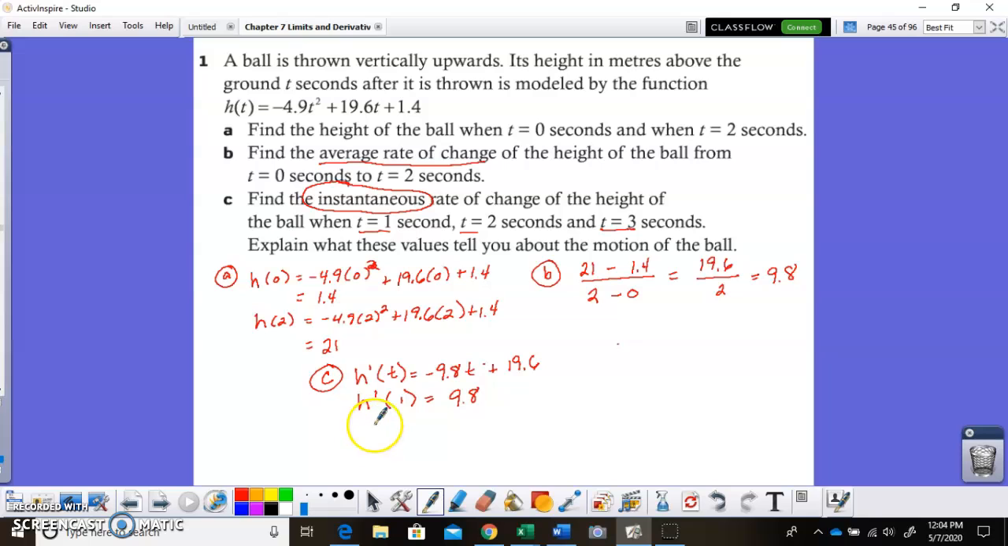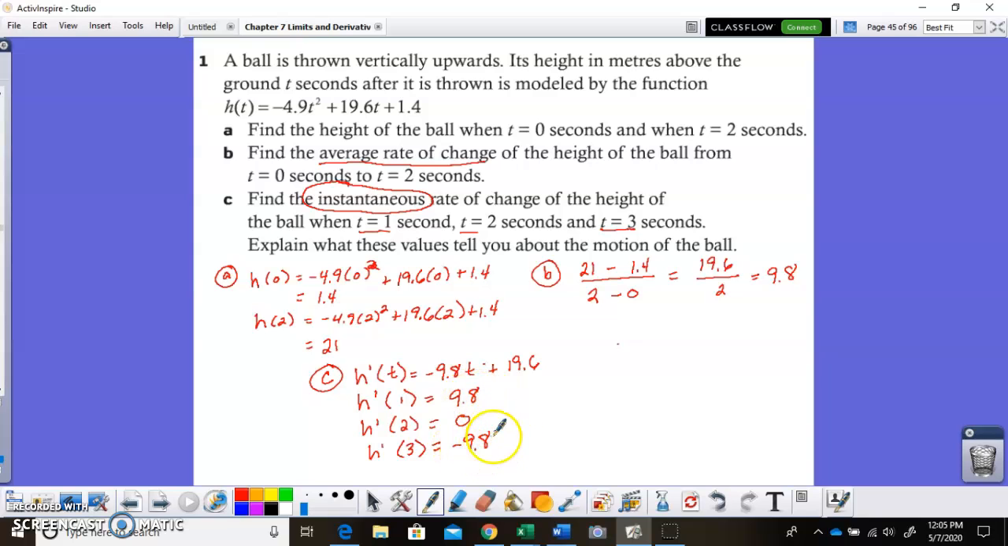If I substitute in 2 seconds, 2 times that is negative 19.6, plus 19.6 is giving me 0. And if I substitute in 3, so at 3 seconds, that multiplied by 3 plus the 19.6 gives me a negative 9.8. So you can see velocity, like I said, gives you the direction. So this means that it's traveling upwards at a speed of 9.8. This means that it's not going anywhere. And this means it's traveling downwards at a speed of 9.8.